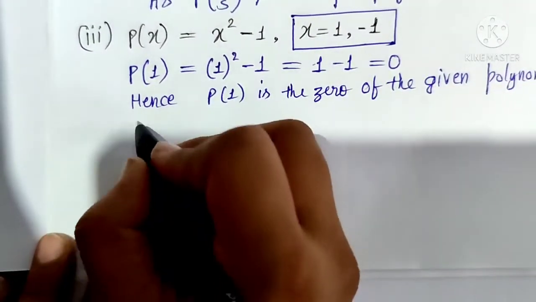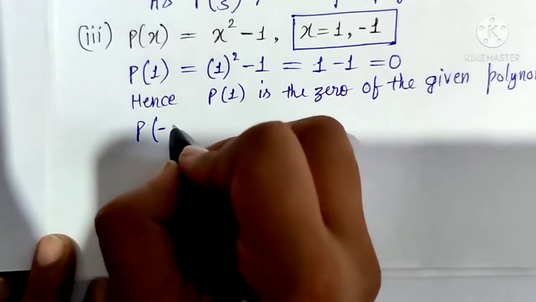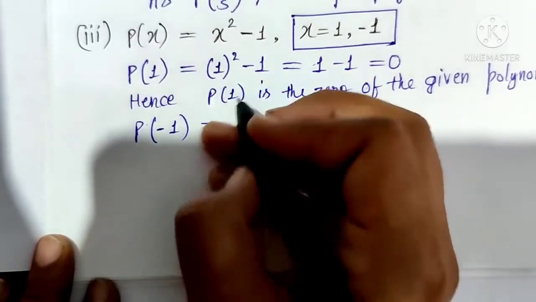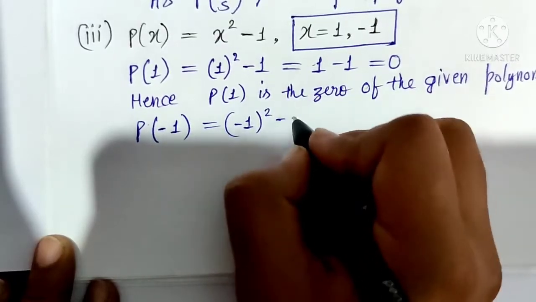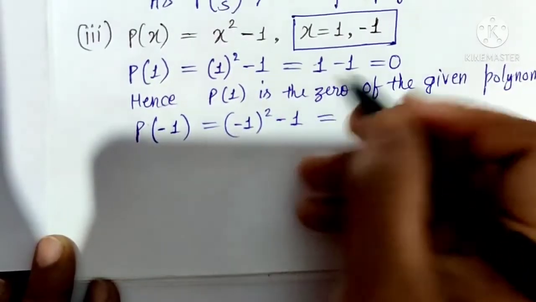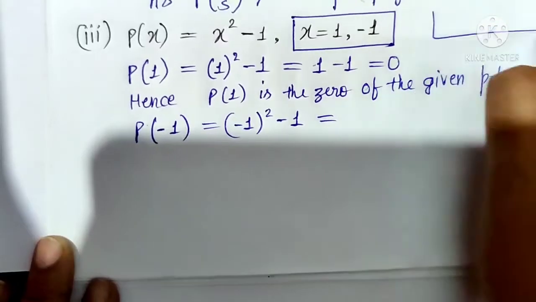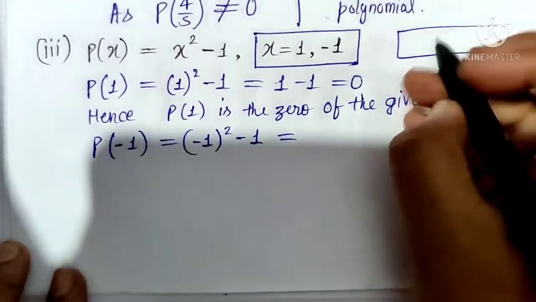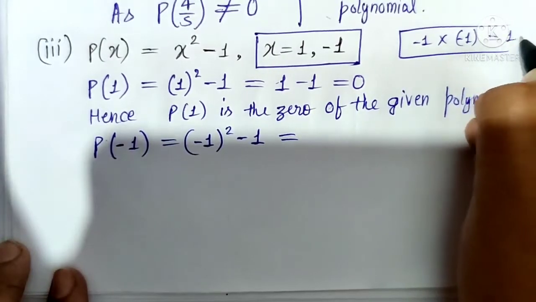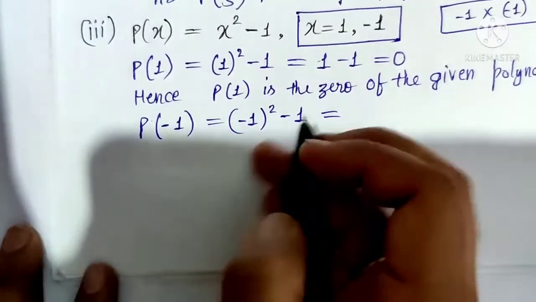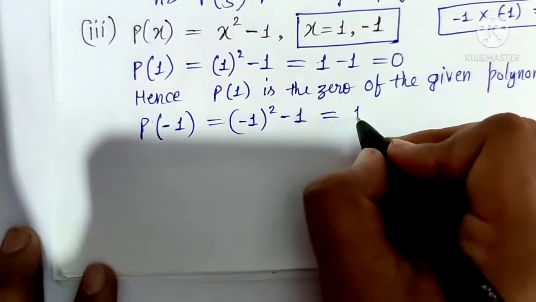Okay, now we have to put another value, that is minus 1. So in place of x, what will we put? Minus 1. So in place of x square minus 1, it means minus 1 whole square minus 1 will come. Now minus 1 square, see, if we do rough work, if you multiply minus 1 by minus 1, what will come? Just tell me. It will come plus 1 only, right? So minus 1 square means minus 1 into minus 1, it means 1 only.